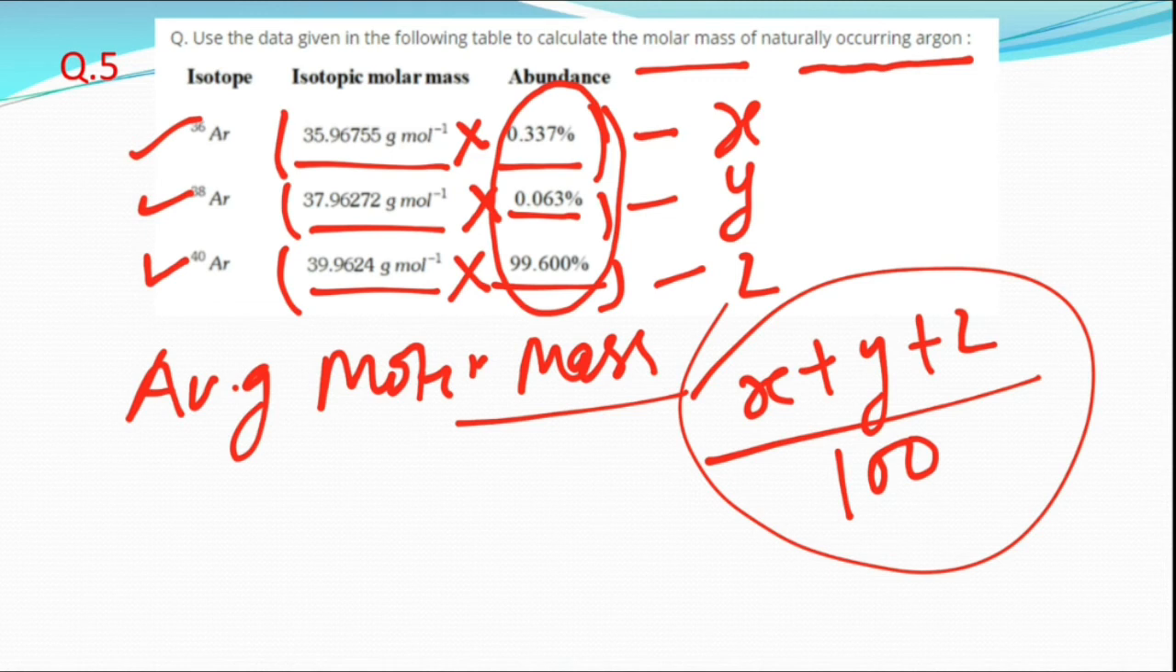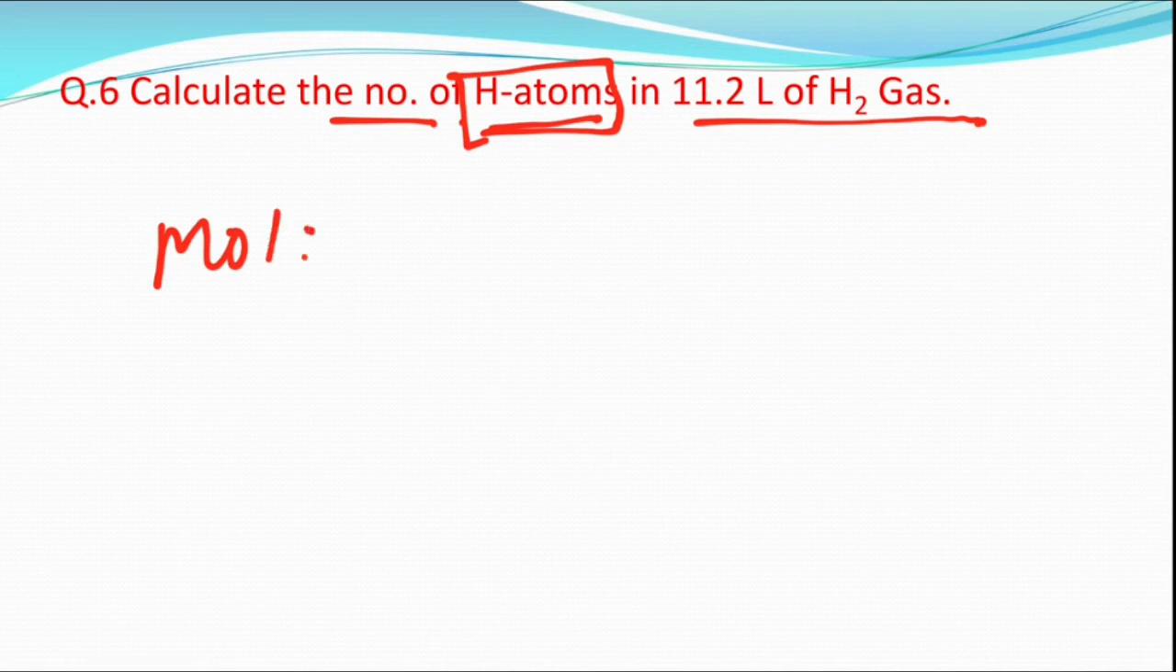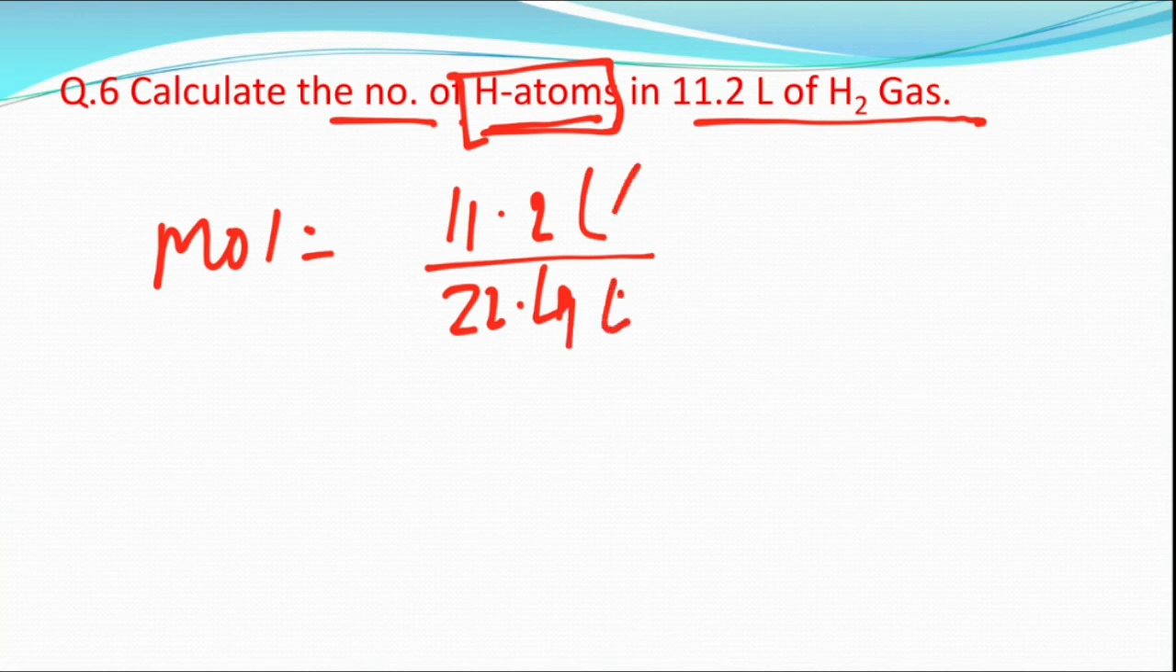Okay, now see question number 6. Calculate the number of hydrogen atoms in 11.2 liter of H2 gas. It is asking the number of hydrogen atoms. Okay, so we know that in the case of gases, the mole equals given volume in liter divided by 22.4. So it is 1 by 2 mole.